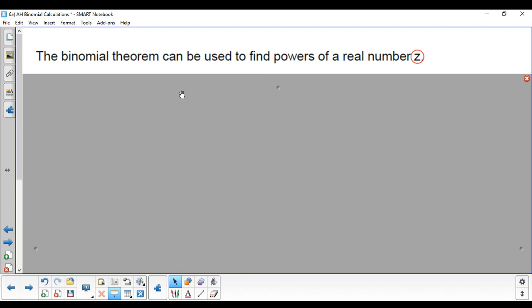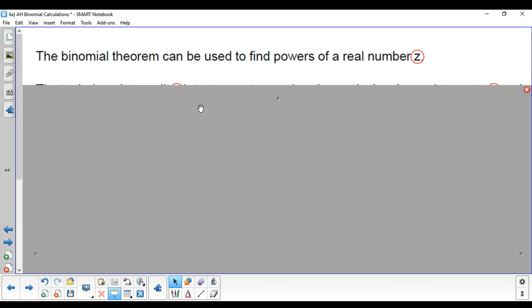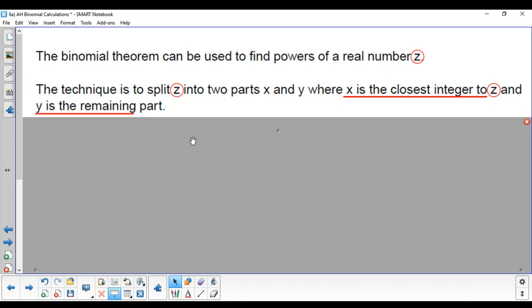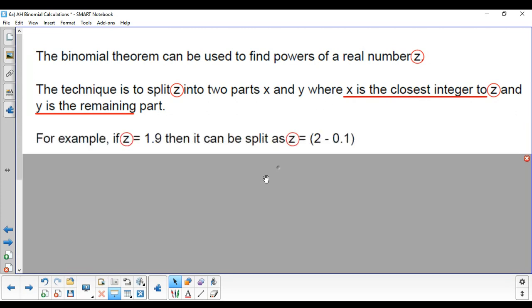The binomial theorem can be used to find powers of a real number. We'll call it z. It doesn't have to have any special letter, but we're just calling it that to say we're going to split it into two parts. So we're going to call it x and y. Whatever the number z is, x will be the closest integer and y will be what's left over. So I'll give you some examples of that.